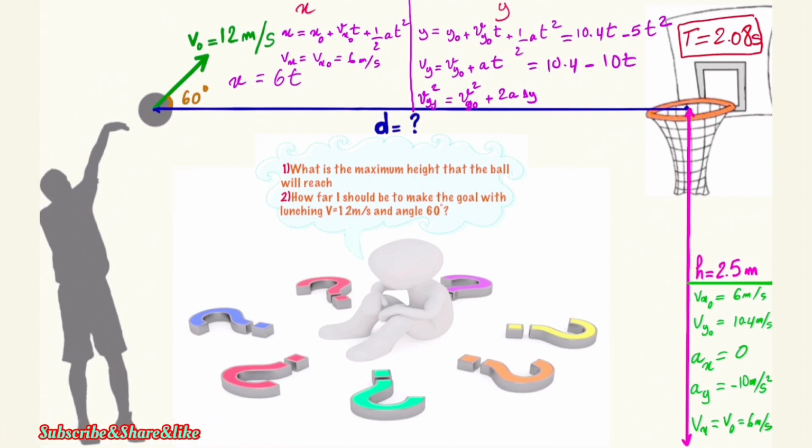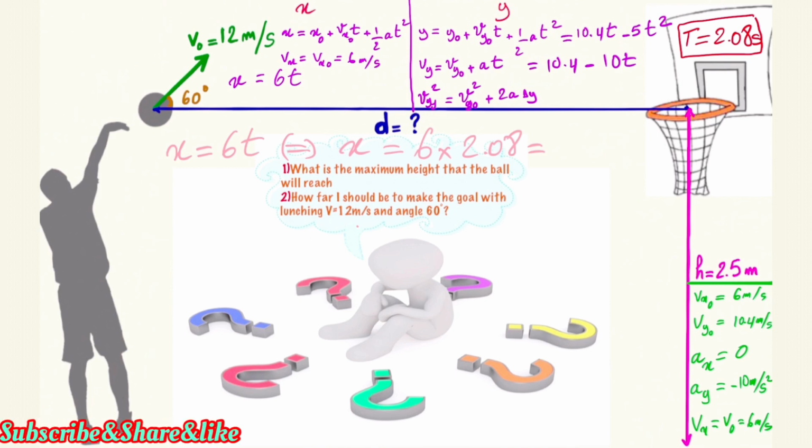So we said we have X equal to 6t, as we said right here, since the acceleration is 0, it's just 6t. Therefore X is going to be 6 times 2.08, which is going to give us 12.48 meters. And this is the second answer.